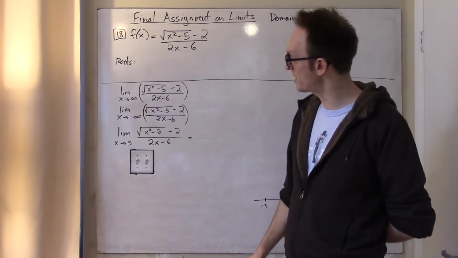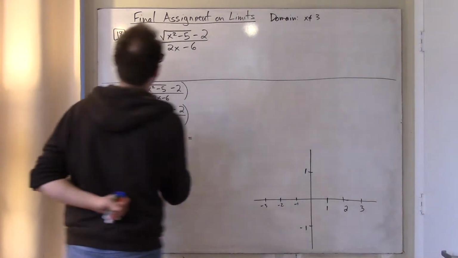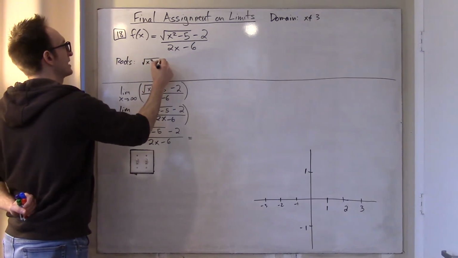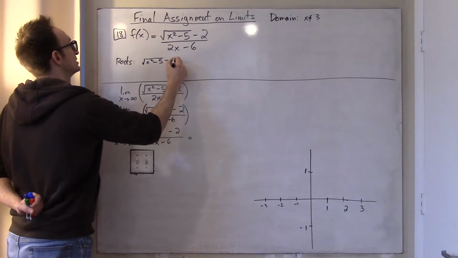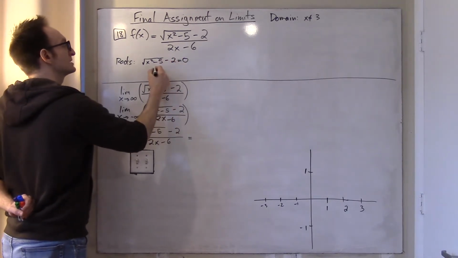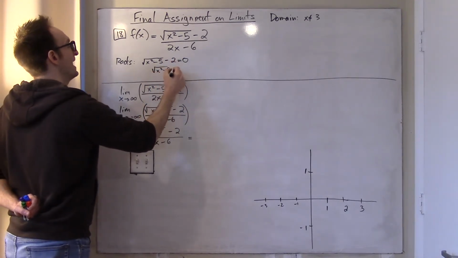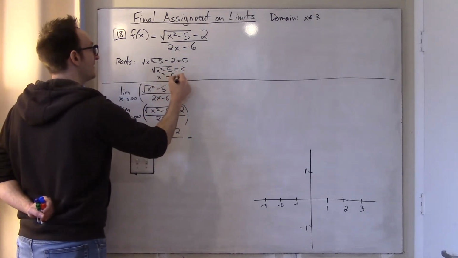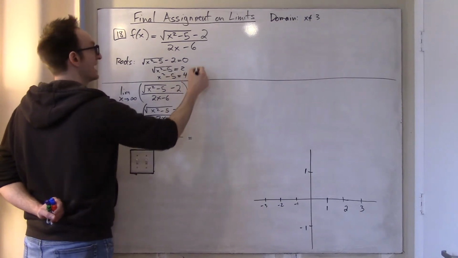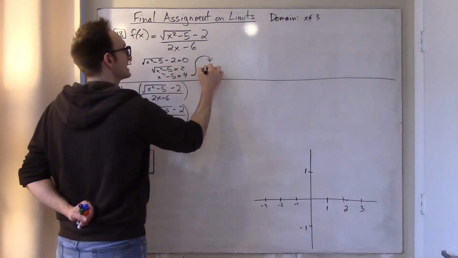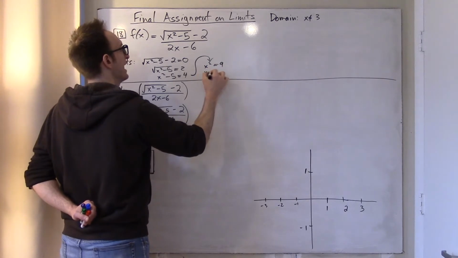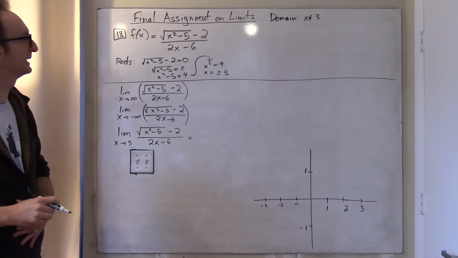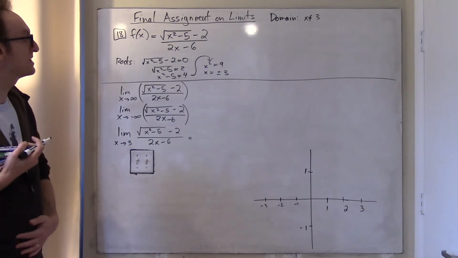Well, it will have roots when the numerator is 0. So when the numerator is 0, you could just do this in your head, but when is root x squared minus 5 minus 2 going to be 0? Well, that's just when root x squared minus 5 is 2. When is that? When x squared minus 5 is 4, squaring both sides. When is that true? When x squared is 9, and so x is going to be plus or minus 3. So if x is either 3 or negative 3, seemingly, then I'm going to have a root.